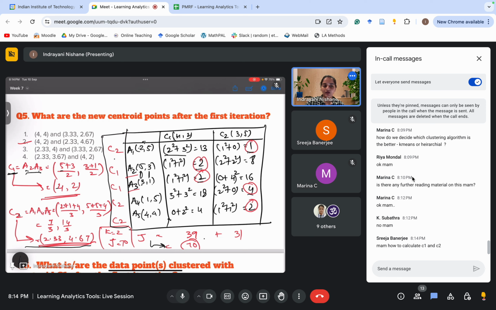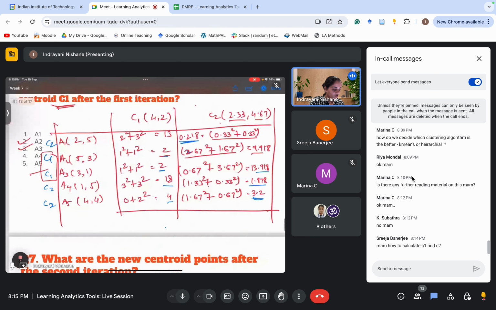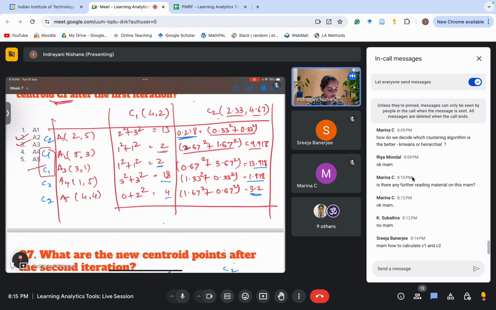So we have to repeat the same process. In our second iteration, the assignment of data points did not differ. A2 and A3 again belonged to C1, and A1, A4, A5 belonged to C2. So their average is going to remain the same. That's why the centroids also remained the same, because the point assignment is the same.